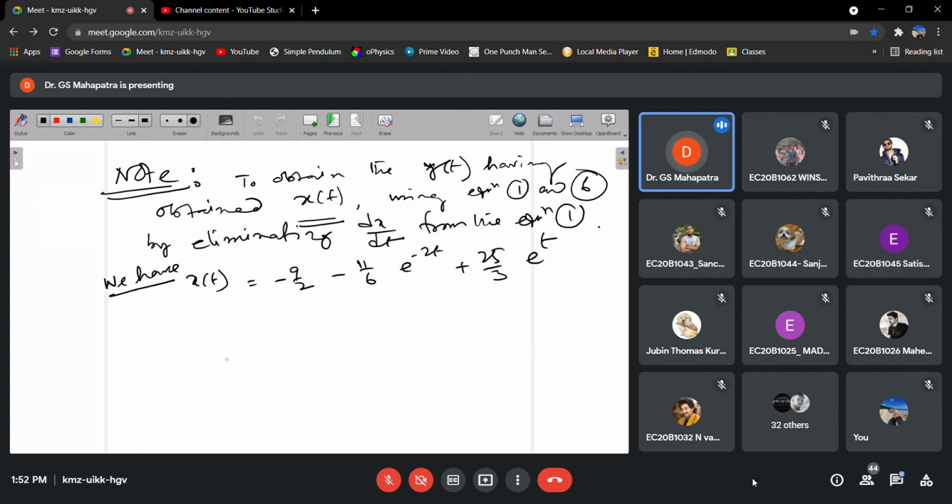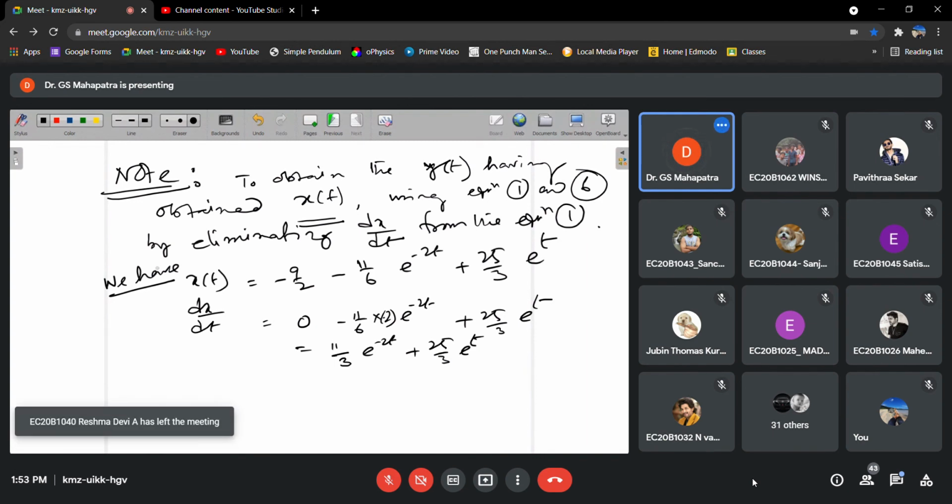So now we have x of t. So what is the dx by dt from here? Minus 11 by 6 into 2 e to the power minus 2t, plus 25 by 3 e to the power t. So the answer is 11 by 3 e to the power minus 2t plus 25 by 3 e to the power t. So x of t and y of t both are now known.